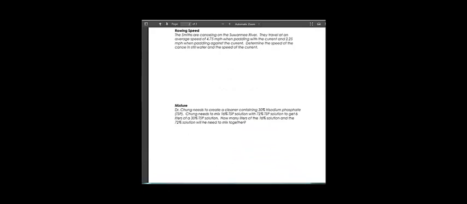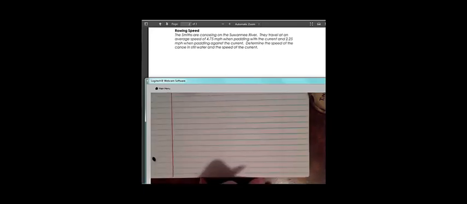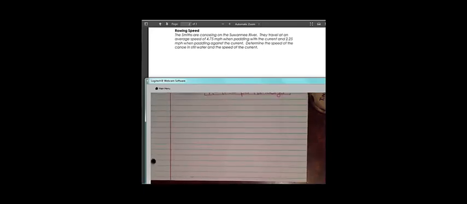Okay, so let me pull up my paper and I'll move it. Okay, we have the Smiths are canoeing on the river. They travel at an average speed of 4.75 miles per hour when paddling with the current and 2.25 when paddling against the current. Determine the speed of the canoe in still water and the speed of the current.